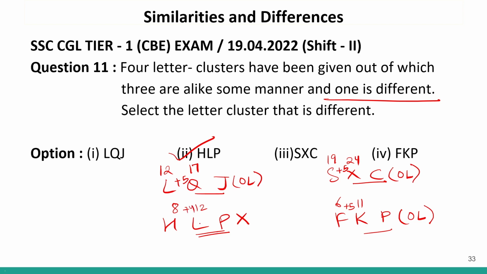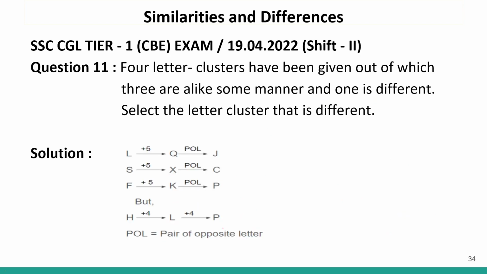H is 8 and L is 12. So this one does not follow the same logic, because the logic was we were adding 5 and there was a pair of opposite letters. Only this particular option does not follow that same logic. Hence our answer is option number 2, H, L and P. Okay.